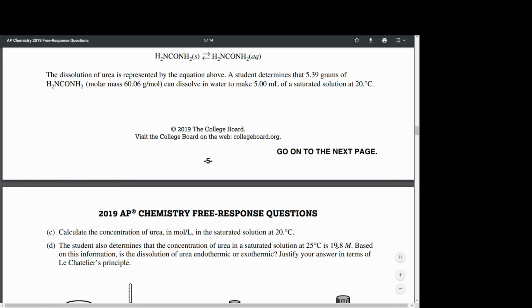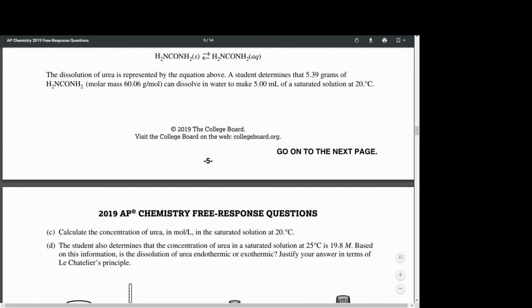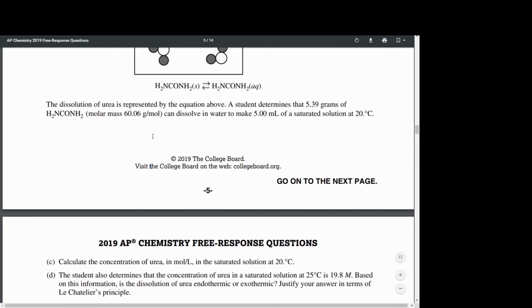19.8. Well, on the last problem, we calculated 17.4. So we have more at 25 degrees Celsius than we do at 20. More. So at higher temperatures, I have more dissolved. So, with that in mind, let's go through this. So if we have more dissolved, we got to go back to the equation.